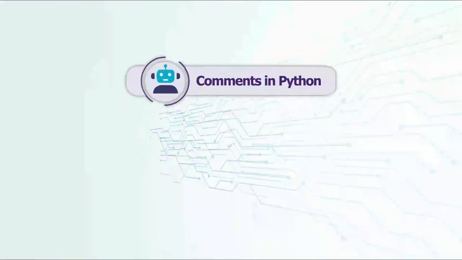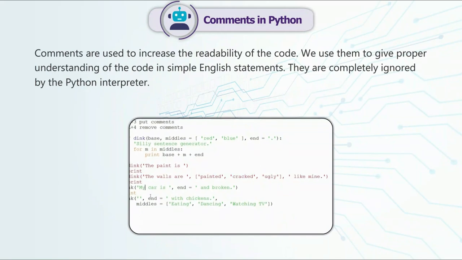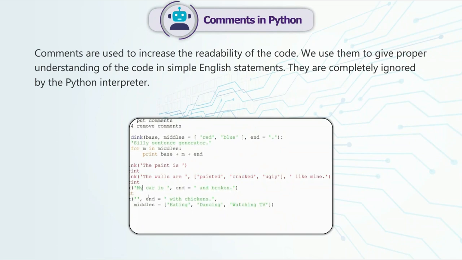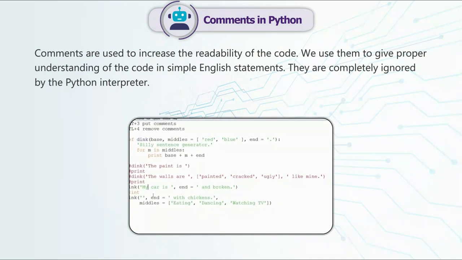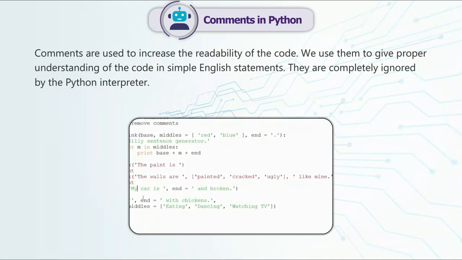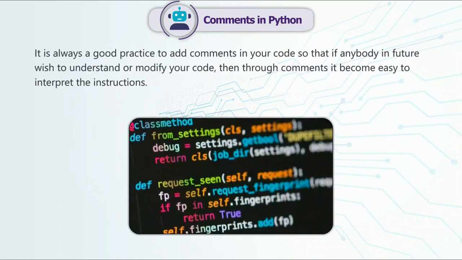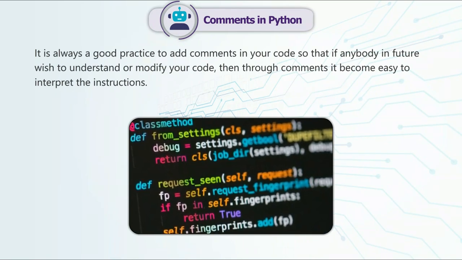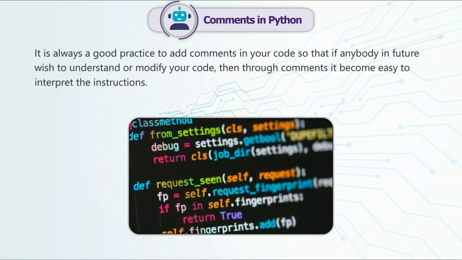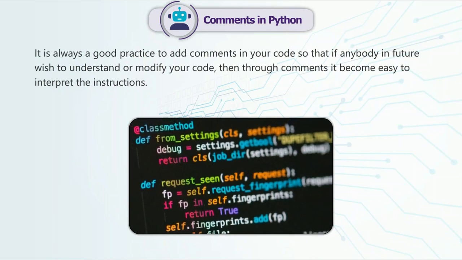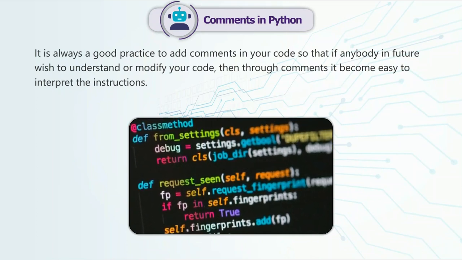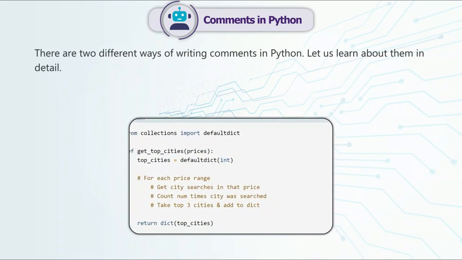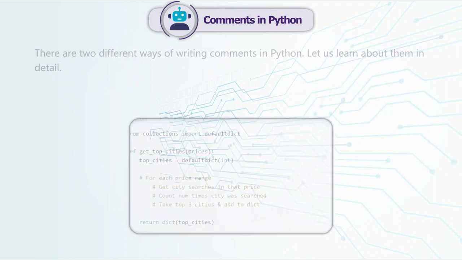Comments in Python. Comments are used to increase the readability of the code. We use them to give proper understanding of the code in simple English statements. They are completely ignored by the Python interpreter. It is always a good practice to add comments in your code so that if anybody in future wishes to understand or modify your code, then through comments, it becomes easy to interpret the instructions. There are two different ways of writing comments in Python. Let us learn about them in detail.